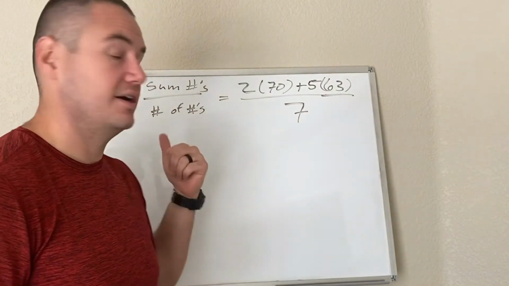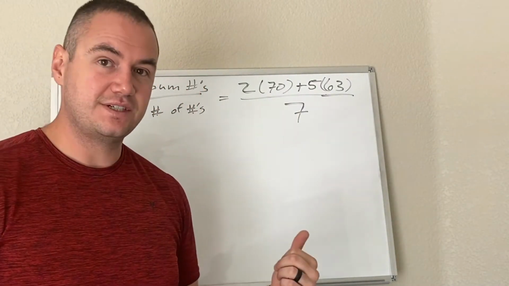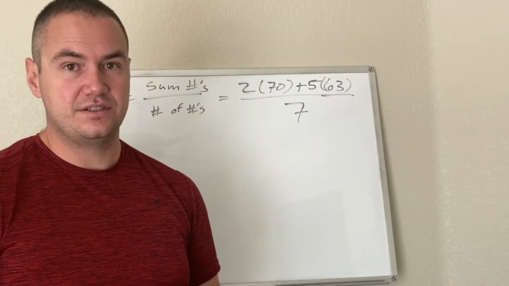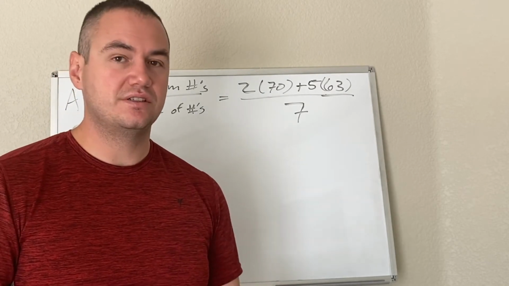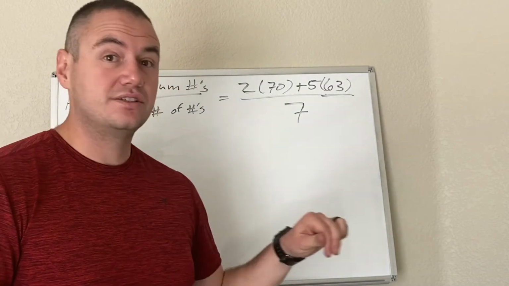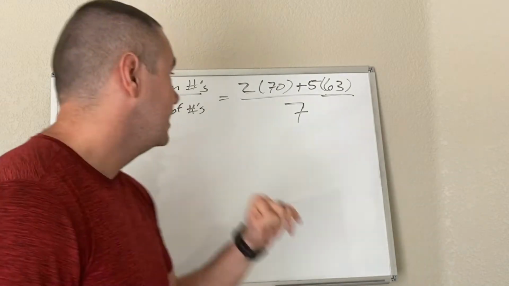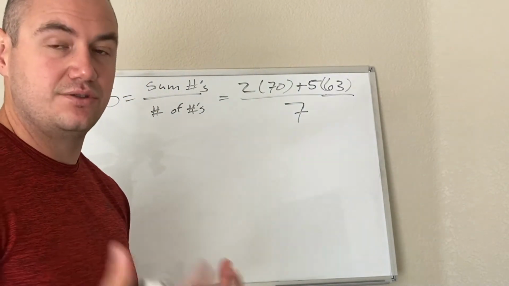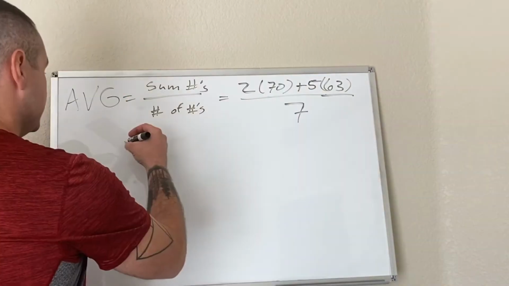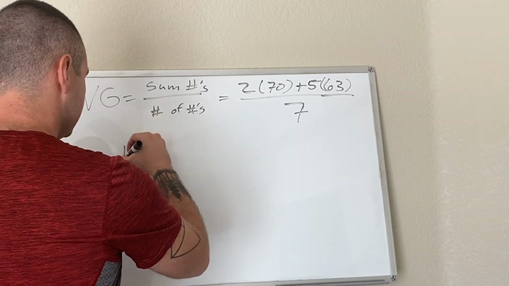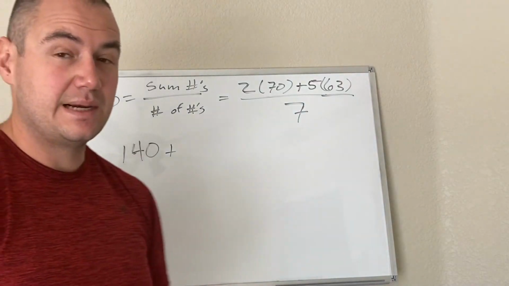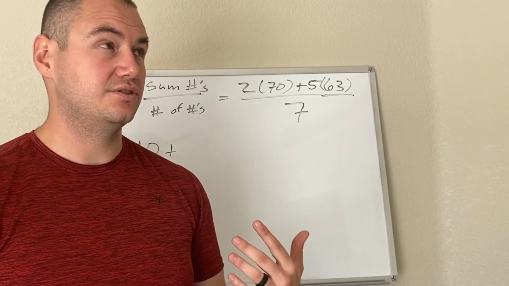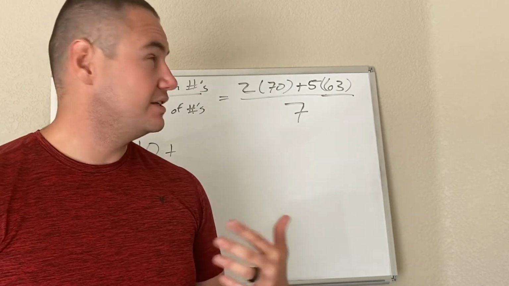This is the hardest part, setting it up. Once you know what average is and you can set this up, you're set, you're golden. Now it's just math foundation. If you know your times tables, your addition, subtraction, multiplication, division, this is going to be super, super easy. Let's go through. 2 times 70, well, 2 70s is 140 because 2 times 7 is 14. So we know it's gonna be 140 plus 63 times 5. I could do that in my head because I know 5 times 60 is 300, 3 times 5 is 15, so it should be 315.